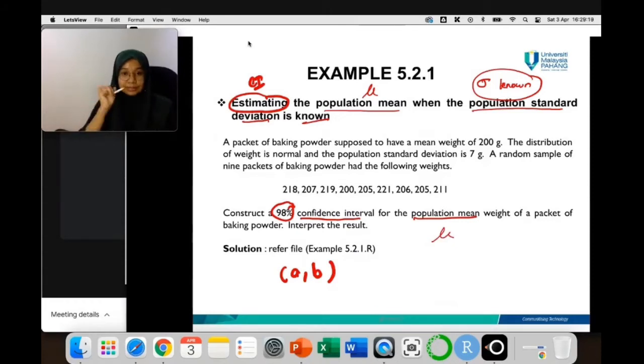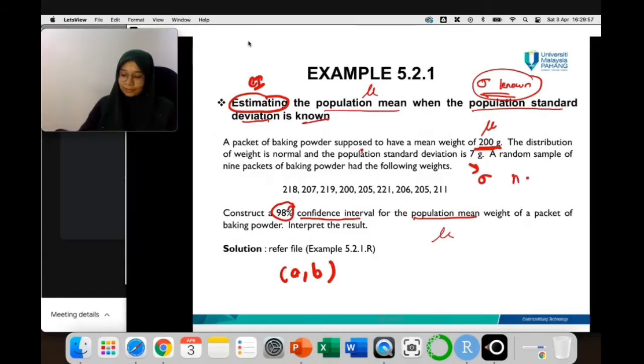So now this one is case number 1, right? Case number 1. So let's look at how we want to conduct this. This one is confidence interval: estimate mu when sigma is known. So where is the sigma, guys? Which one is the sigma? 7, correct. A packet of baking powder is supposed to have a mean weight of 200. So this one is mu. Right. So this one is sigma.